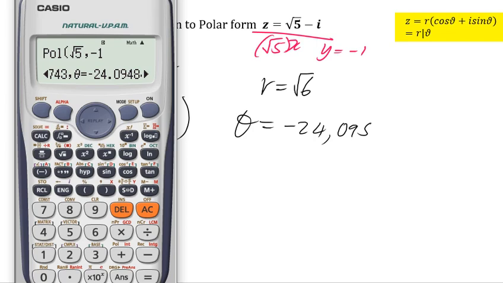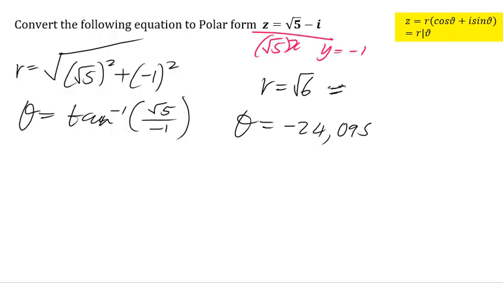Then obviously if you punch root 6, you'll get the same answer. You'll get 2 point something. See, 2.449. This one, theta is in degrees, right? So your answer will be root 6 angle 2.449.